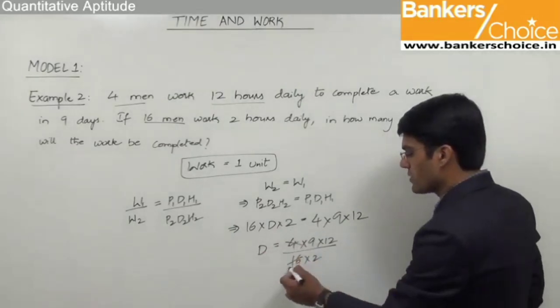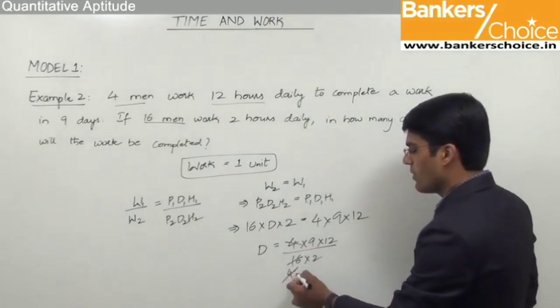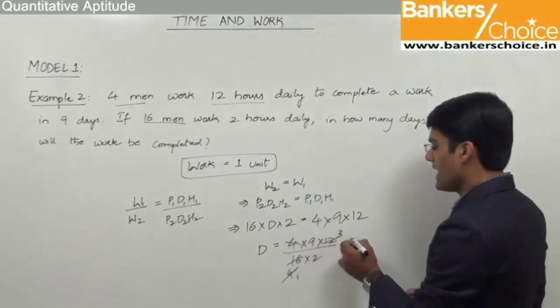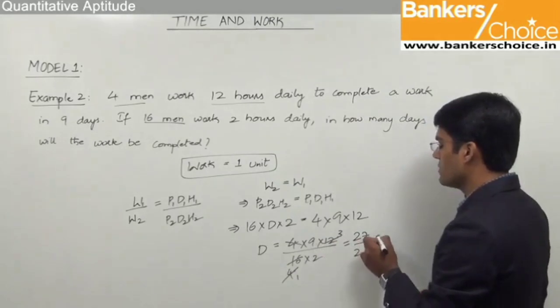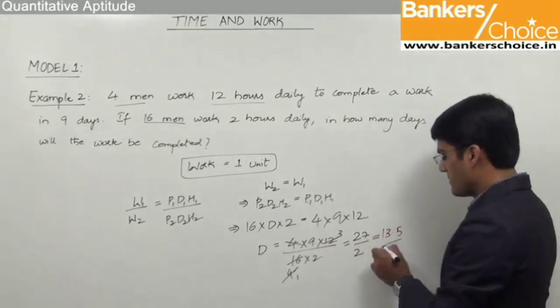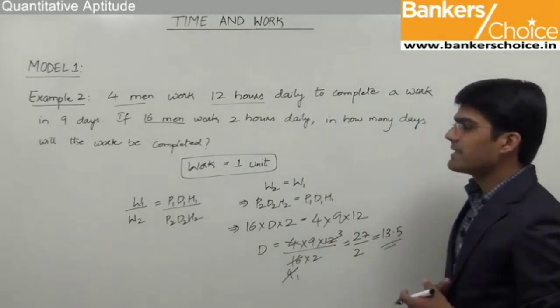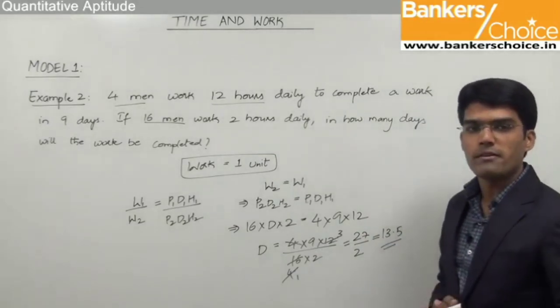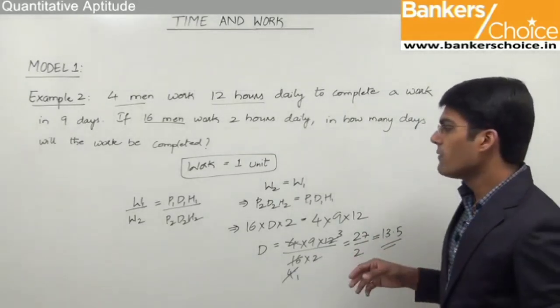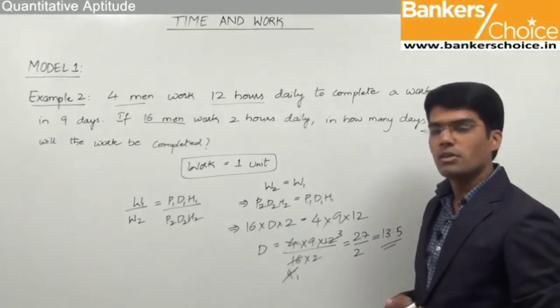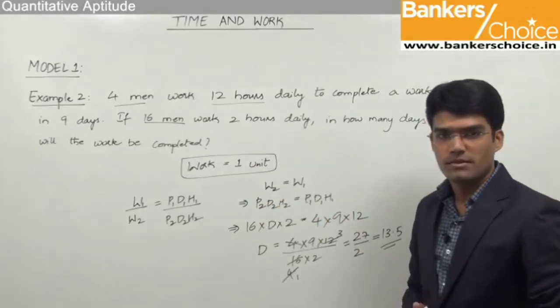So 4 here goes 4 times. Again 4 into 1, 4 into 3 is 12. So the answer will be 9 into 3, 27 by 2. That is equal to 13.5. So we can say that the number of days required in the second case should be 13.5 days. So this is how, friends, when the work is not specified, we can always consider it to be one unit and proceed with the same equation.